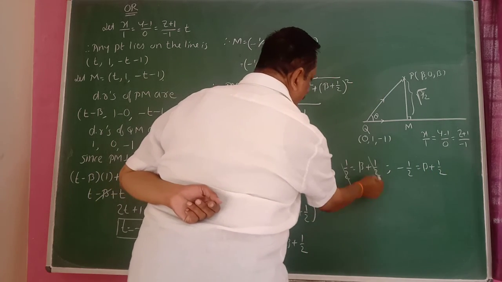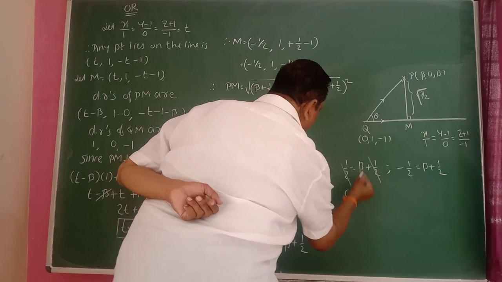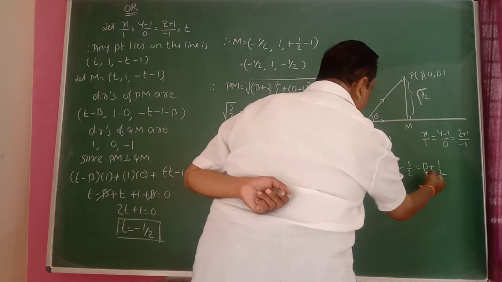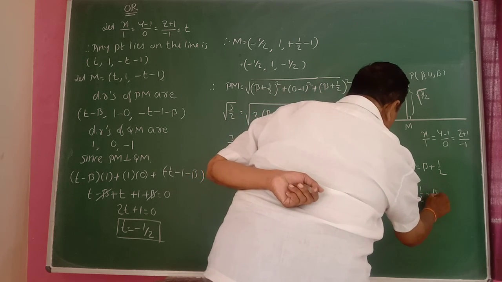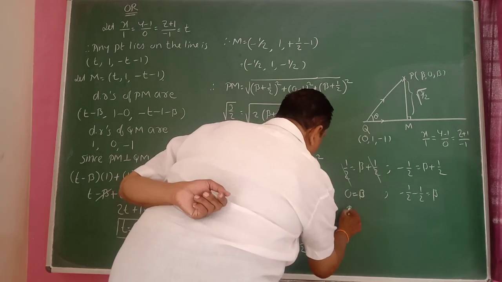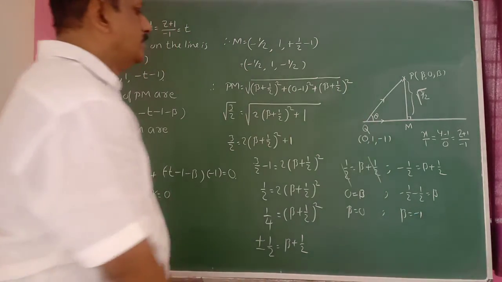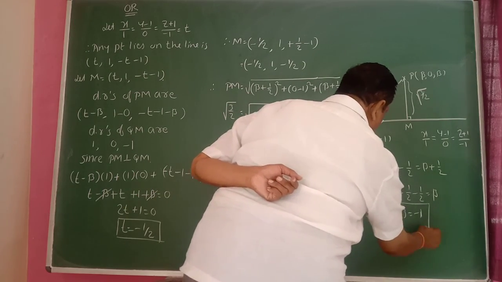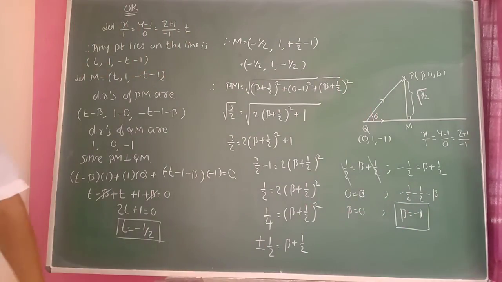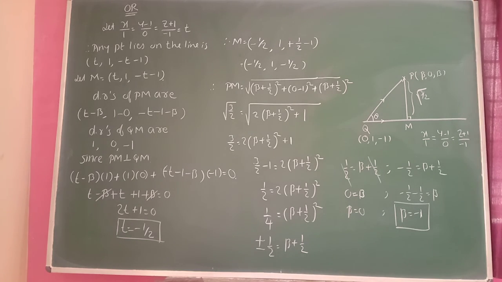Taking plus 1 by 2, the 1 by 2 cancels, so the value of beta is 0. Taking minus 1 by 2, minus 1 by 2 minus 1 by 2 is equal to beta, so beta is minus 1. So beta is equal to 0 or beta is equal to minus 1. Minus 1 is the answer here. In this case the answer is beta is equal to minus 1. So this is one more method to find the answer.